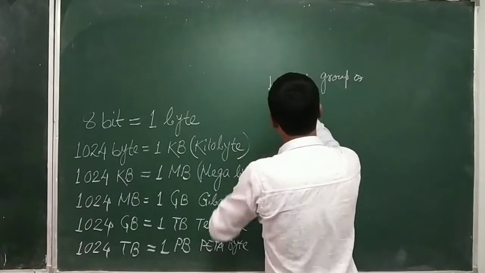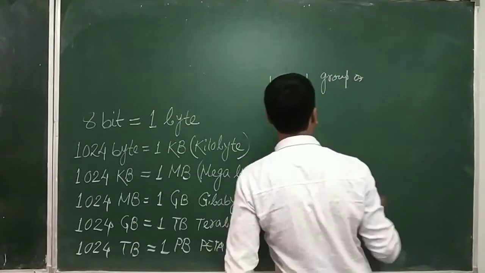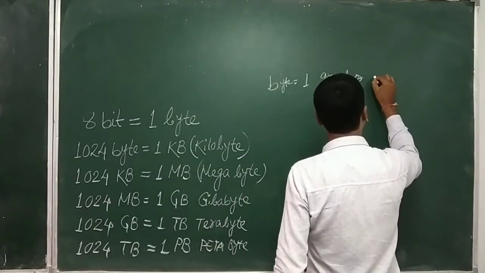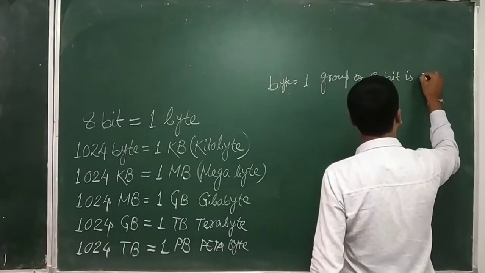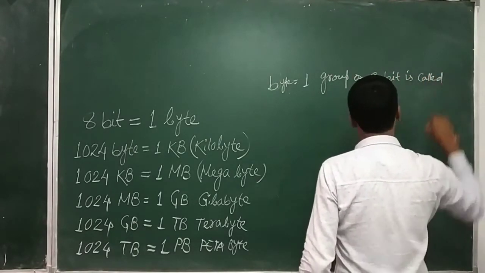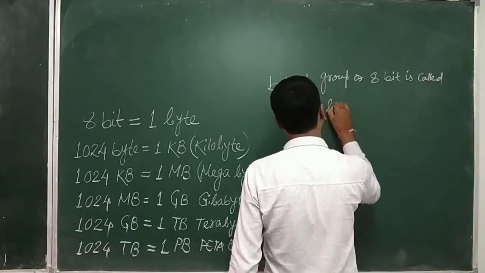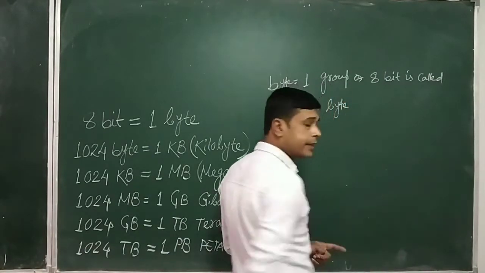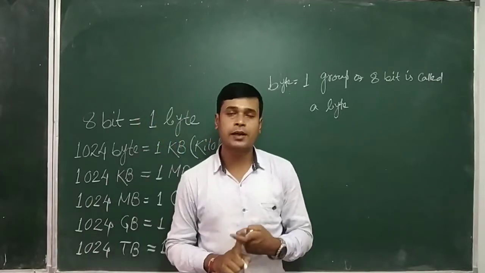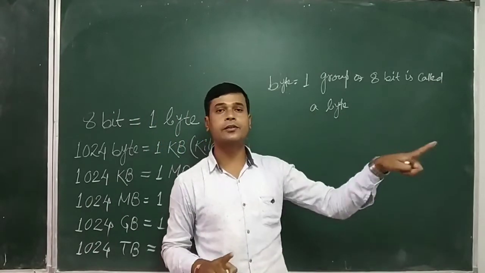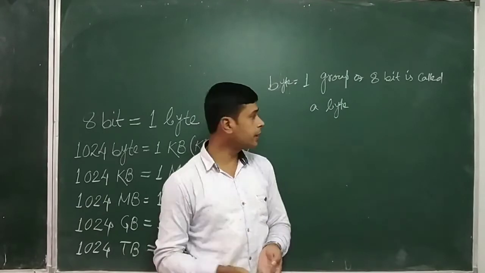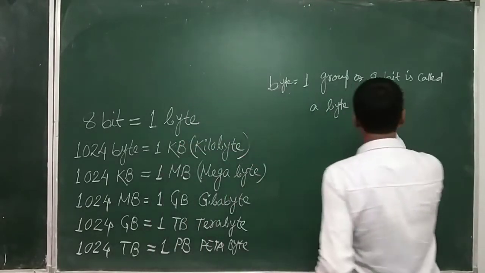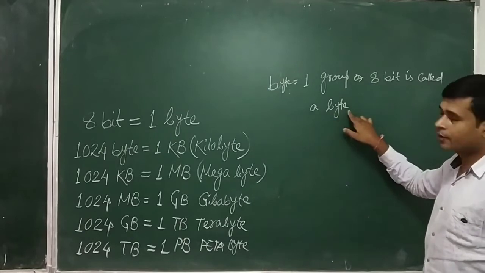What do you mean by byte? A group of 8 bits is called a byte. That means 0101 is called a binary number. So when 8 bits are grouped together, it is called a byte.